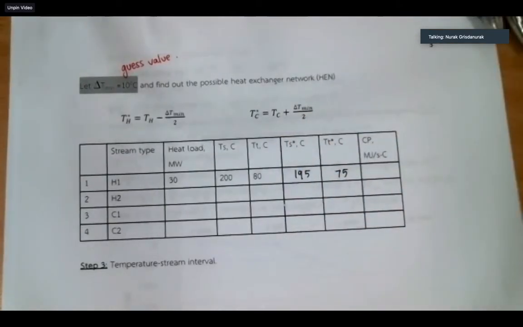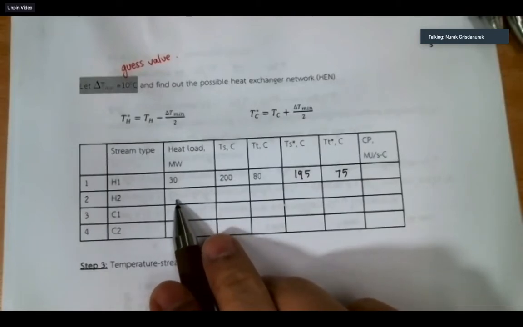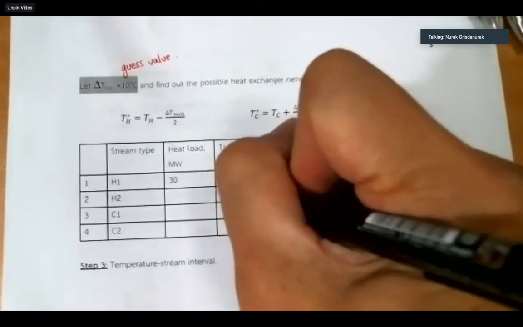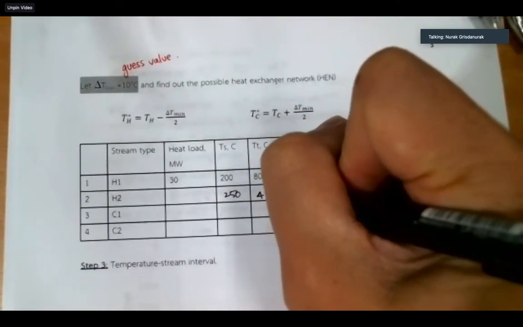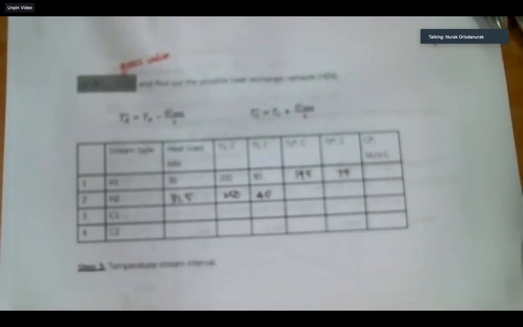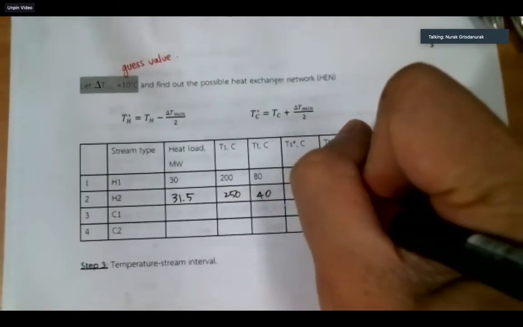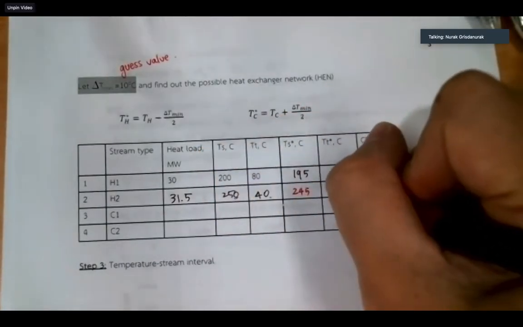Can I do the rest? Of course. H2 starts from 250 down to 40 degrees Celsius with a heat load of 31.5. Then I can adjust it to be 245, right? 5 degrees off there.